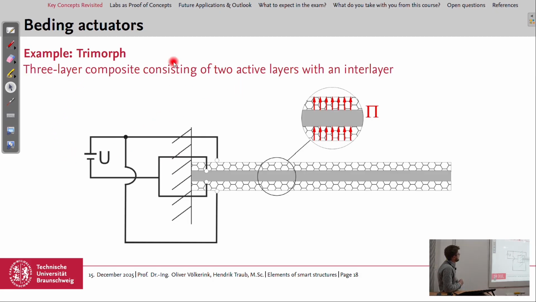One deeper look again at the trimorph, which is a 3-layered composite consisting of 2 active layers with an interlayer, so a carrier structure. The polarization is oriented in the same direction, but the field is in the other direction, or reversed for both layers. So we have an antiphase actuation, and for this we can bend this upwards and downwards if one layer expands and the other contracts.